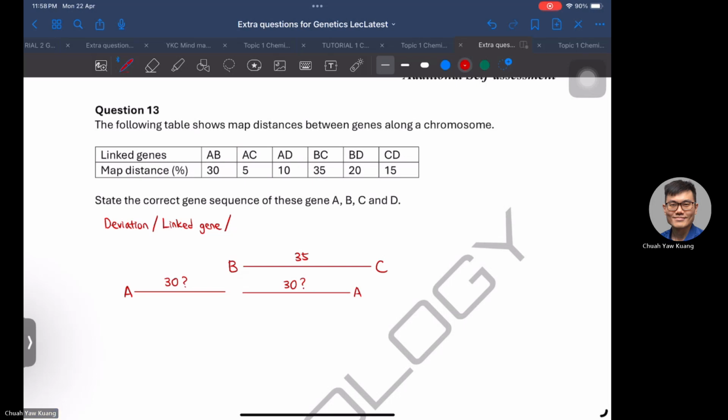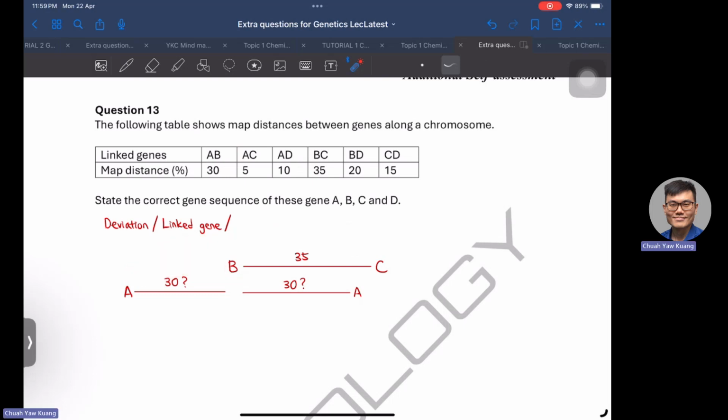The next step: if you want to confirm whether A is towards the right side or the left side, then you find the distance between A and C. If the distance between A and C is very small, then that means A is towards the right side of B. But if you find that the A and C distance is very huge, then that will mean that A would be towards the left side of B.